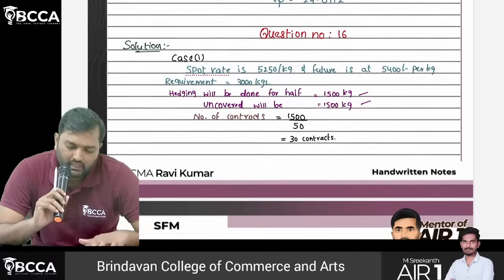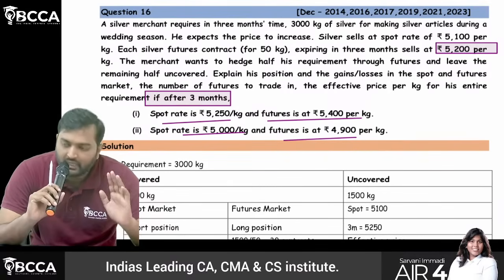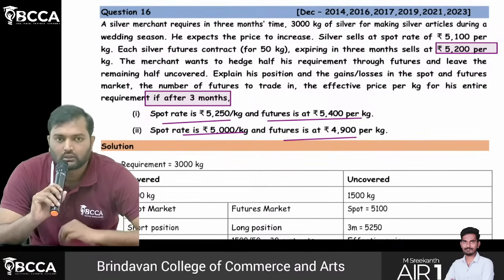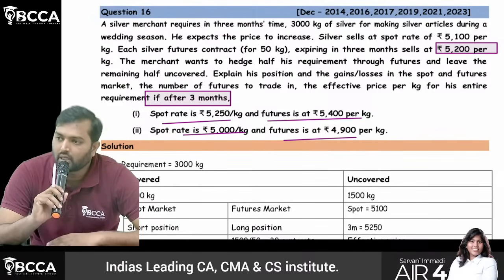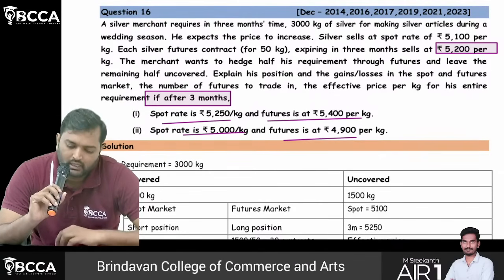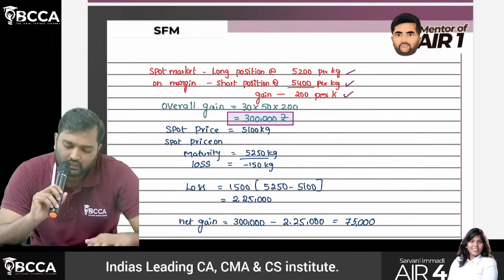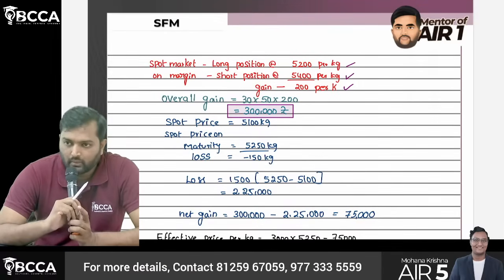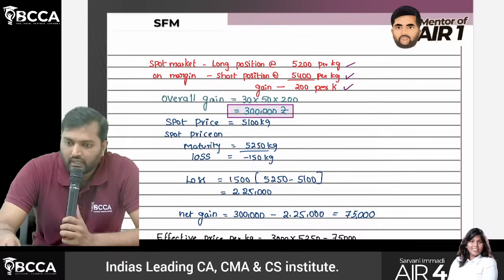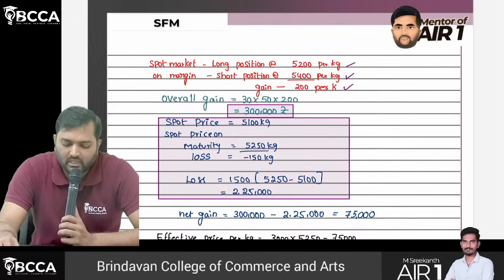They are asking you to explain his position, which is a long position, the gain or loss in the spot and futures market, and the number of futures to be traded, which is 30 contracts. They also ask for the effective price per kg. The gain in futures is 3 lakhs. Now come to the spot market. What about the remaining uncovered 1500 kgs? What is the spot price? 5100. In this question, this is the special part.